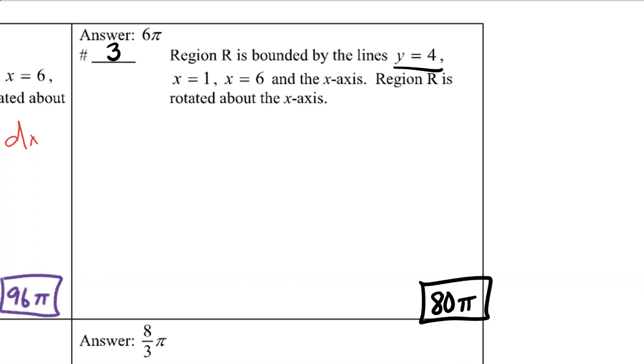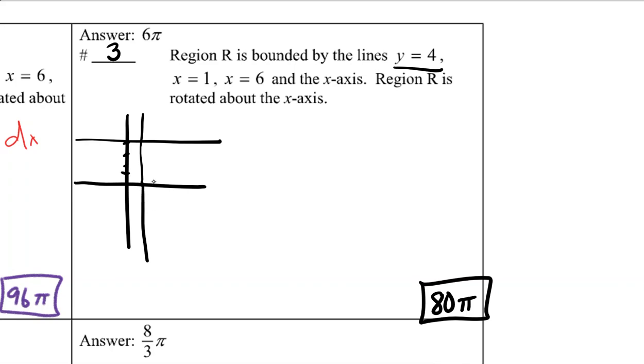So we need to graph y equals 4, x equals 1, and x equals 6. Okay, and so the area that we are going to rotate is this. Okay with the picture? Okay, and then we're going to rotate it around the x-axis.